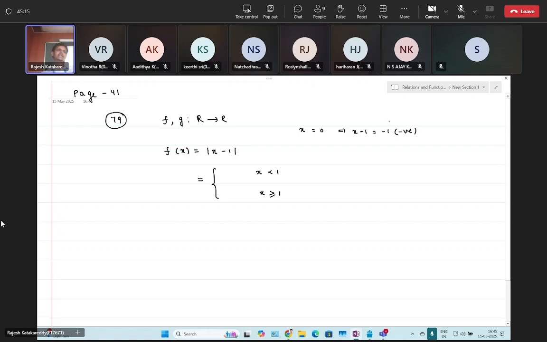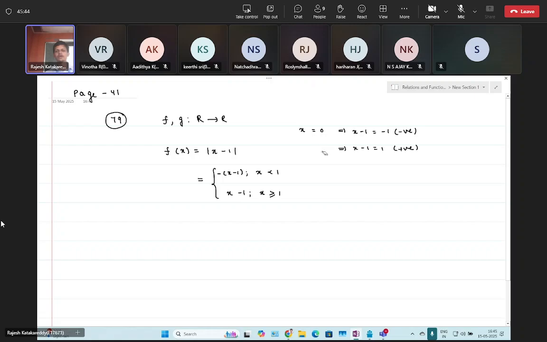If it is negative, what does modulus do? It multiplies with another minus 1. So the function when x is less than 1 is minus 1 times (x minus 1), which we can also write as 1 minus x. Now take any value greater than 1, for example 2. In this case, x minus 1 is 2 minus 1, that is 1, positive. If it is positive, modulus has no role to play. It just sends the same output.